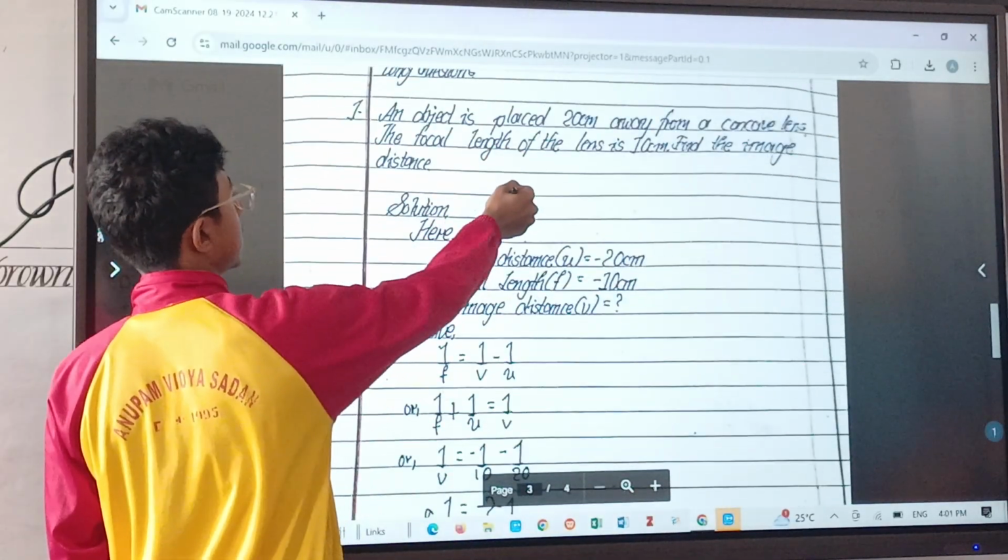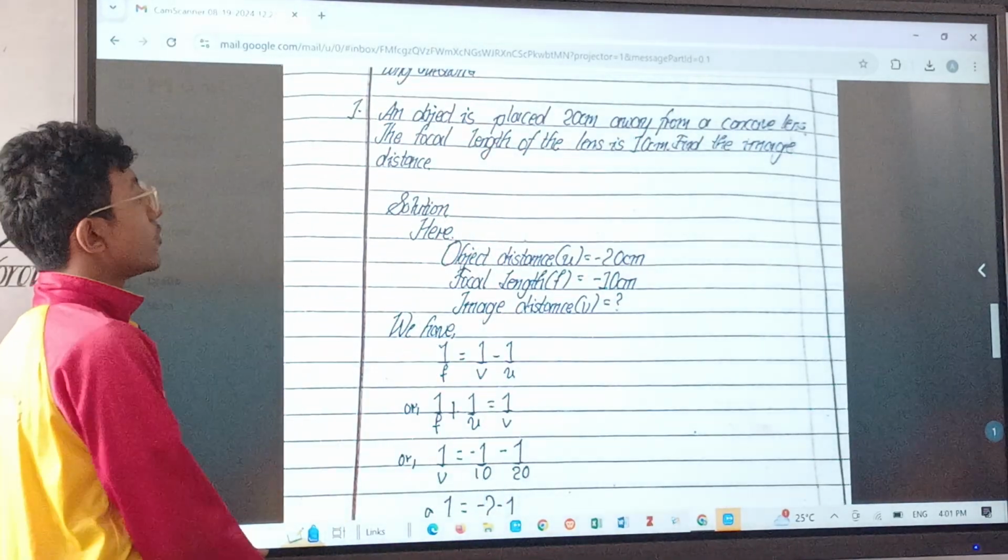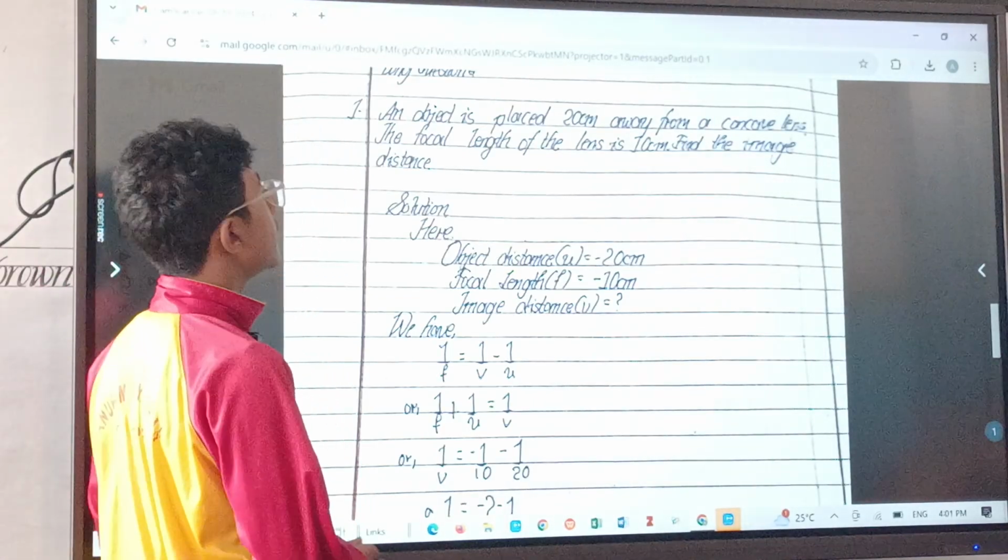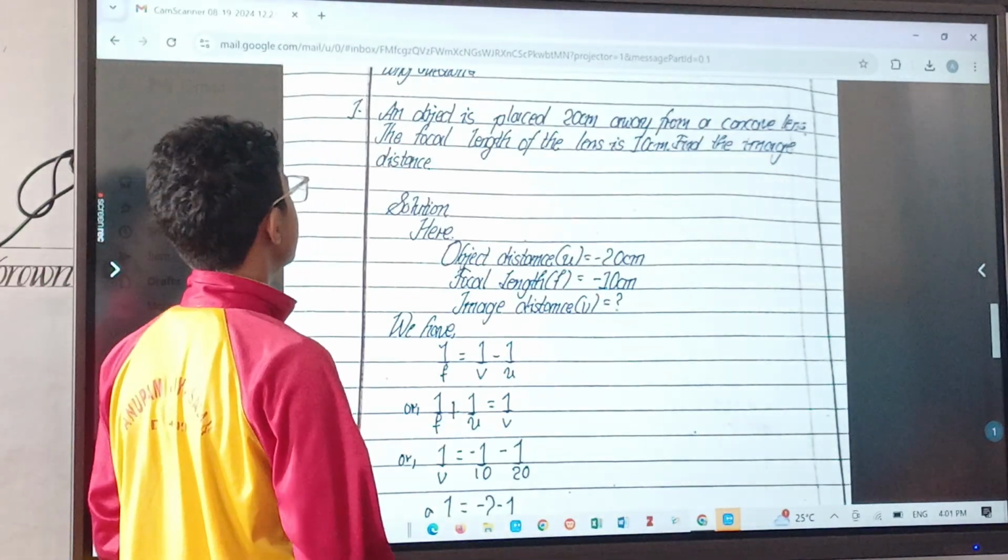Next one is the long question answers. An object is placed 20 centimeter away from a concave lens. The focal length of the lens is 10 centimeter. Find the image distance.